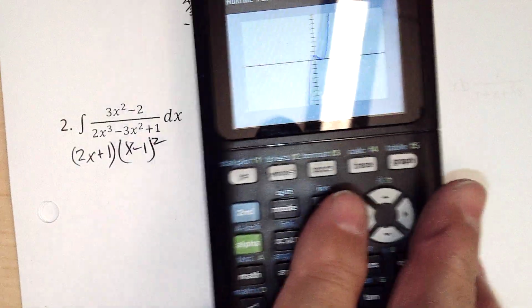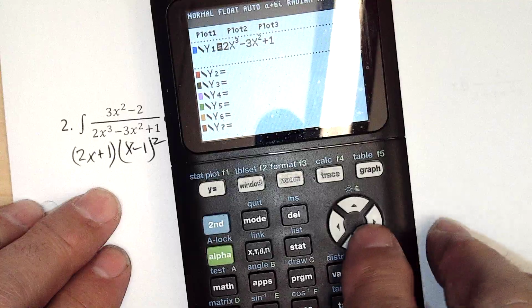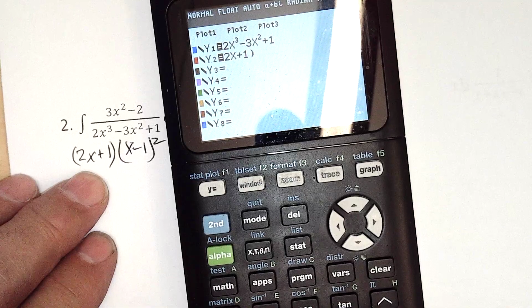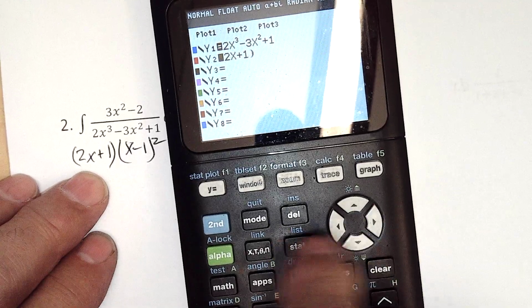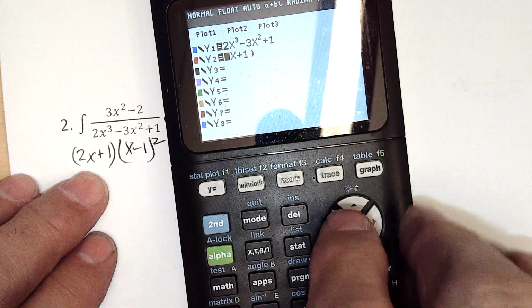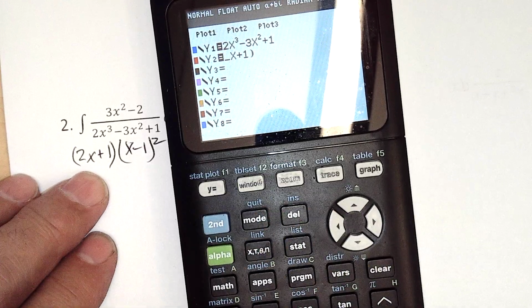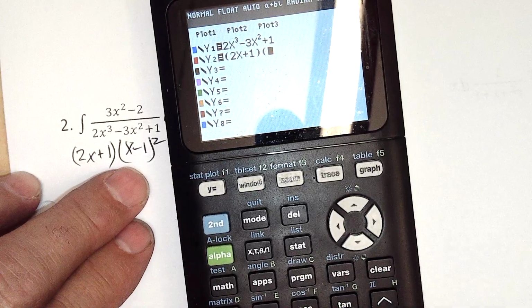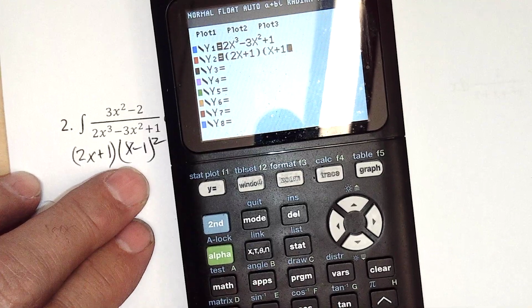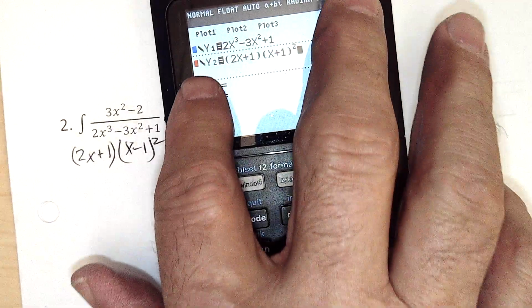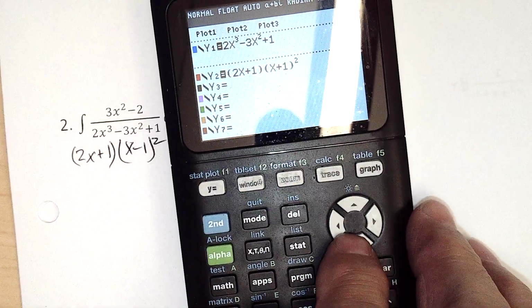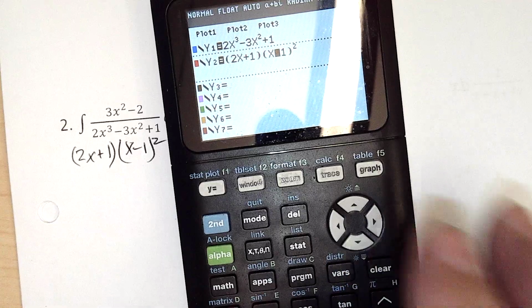Now, the quick way to check that is just to type that in, make sure I got it right. 2x plus 1. Oop. Insert a parenthesis. There we go. Parenthesis x plus 1, close parenthesis, squared. That red should be the same as the blue. So if I go to graph, does a red, oop, I'm off. What did I do? Oh, it should be x minus 1 because it goes through plus 1.